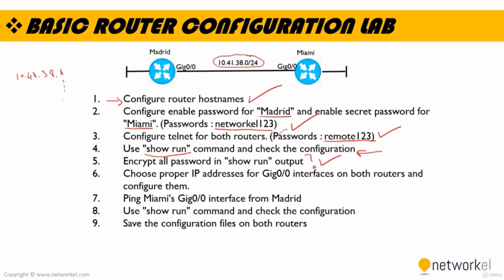from 1 to 254. Please keep in mind that I can't use the last IP address because this address is being used for the broadcast traffic. So I'm gonna configure the Gig00 interface of Madrid with .1, and here is gonna be .2.